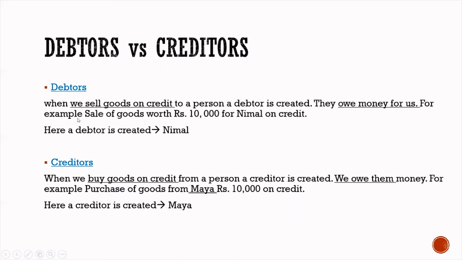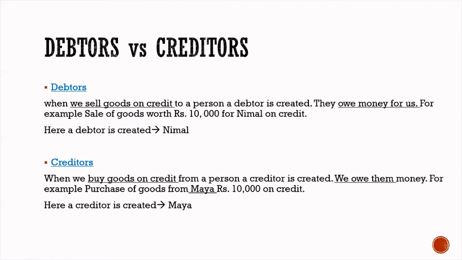Right? So imagine you sell goods worth 10,000 to Nimal on credit. Then what happens? We do not get cash 10,000, but we have a debtor who is going to pay us in future. So we create an account for him named Nimal. Right? So he is our debtor.